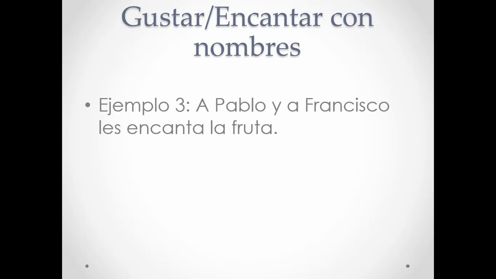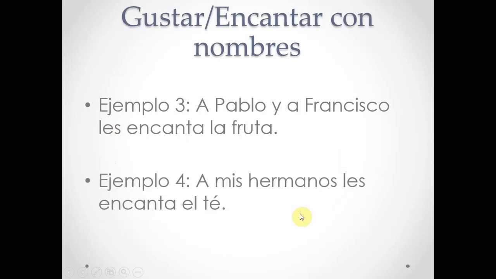Okay, A Pablo y a Francisco les encanta la fruta. If you have two people, you put a before both names, and you use the plural les. And here we have A mis hermanos les encanta el té. So mis hermanos is my brothers. My brothers love tea. Here, even though hermanos isn't a name, it's a third-person phrase referring to a person, and we use a before it. And the pronoun les is plural for this plural one. Les is plural because Pablo and Francisco are plural.